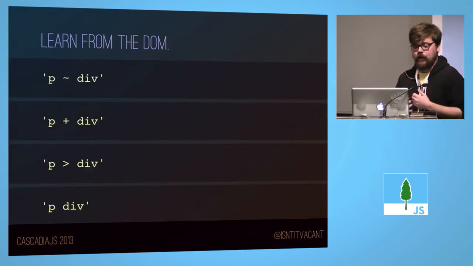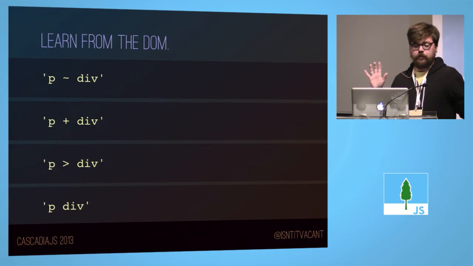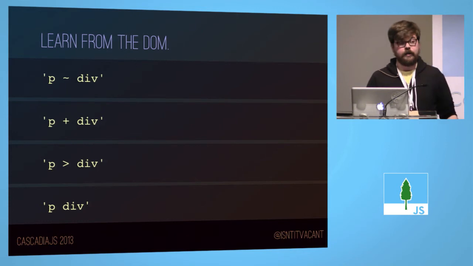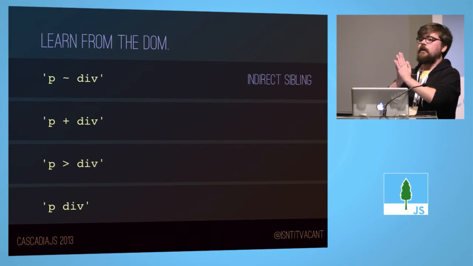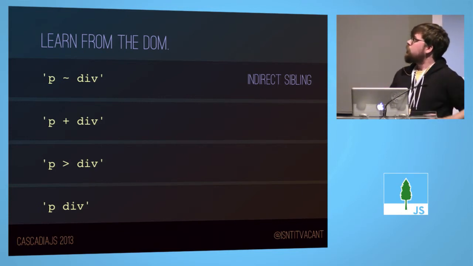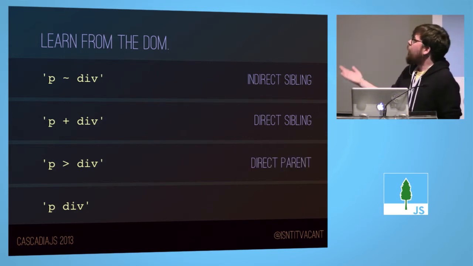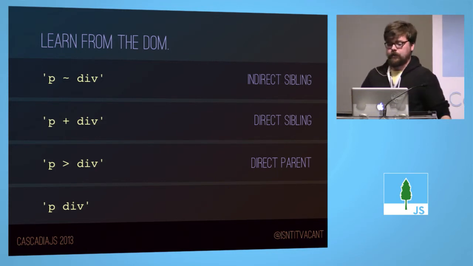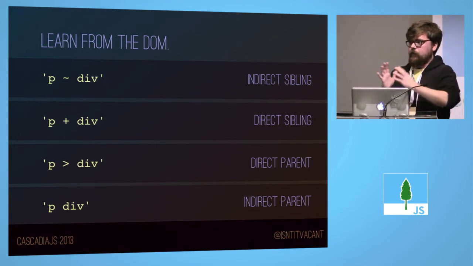Selectors are also very terse and can encode a lot of the common relations very easily. In this case, relations between nodes can be codified into one of 4 operations: direct siblings, indirect siblings, direct parents, and indirect parents. So that's the indirect sibling. So any p that is a previous sibling of a div at any distance. A direct sibling has to be directly next to the div. Ancestor of the div, the direct ancestor. Or an indirect ancestor, any div that is inside a p at any distance.